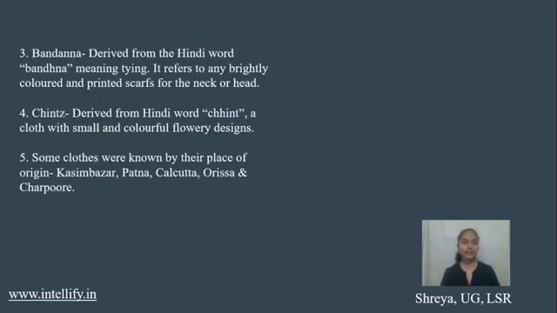The third example is bandhana. It is so familiar to us because it has been derived from the Hindi word bandhana, which means to tie. And bandhana textile refers to any brightly colored and printed scarf for the neck or used for the head. The fourth example is chintz. Chintz has also been derived from the Hindi word chint and it refers to a cloth with small and colorful flowery designs. Apart from these examples, we also have some clothes which were known by their place of origin. For example, Kasim Bazar, Patna, Calcutta, Odisha, and Jaipur.